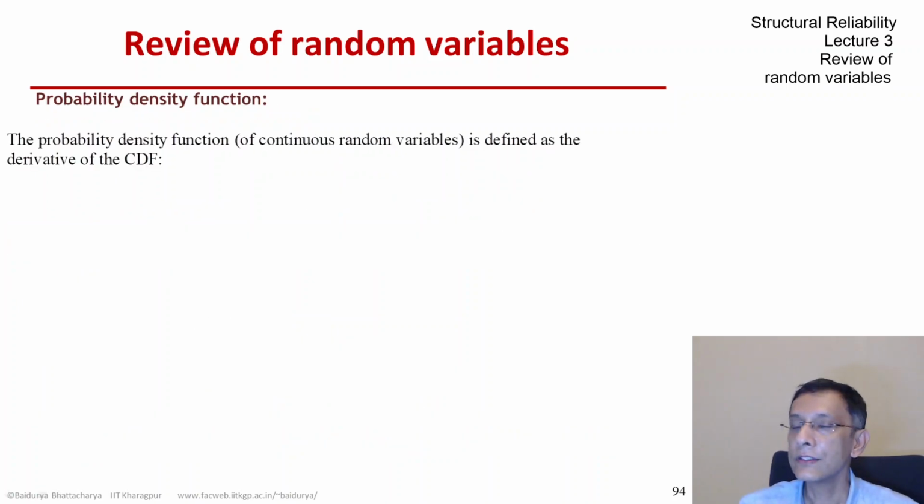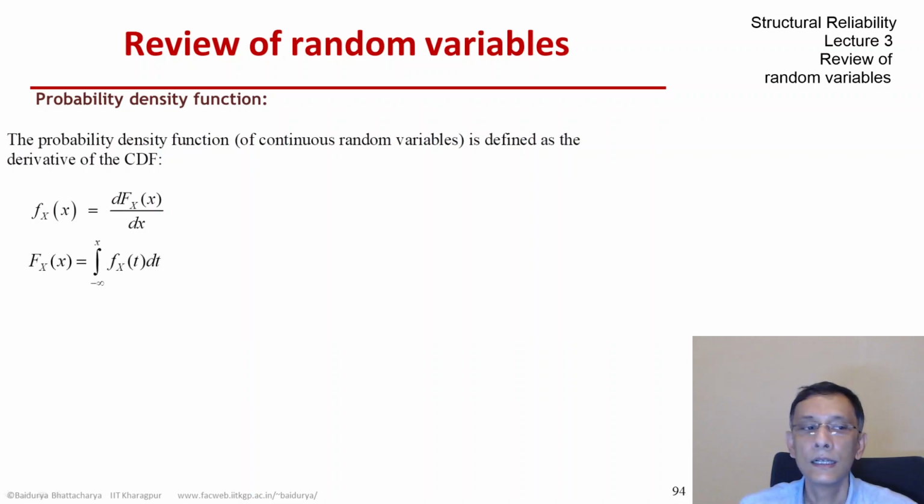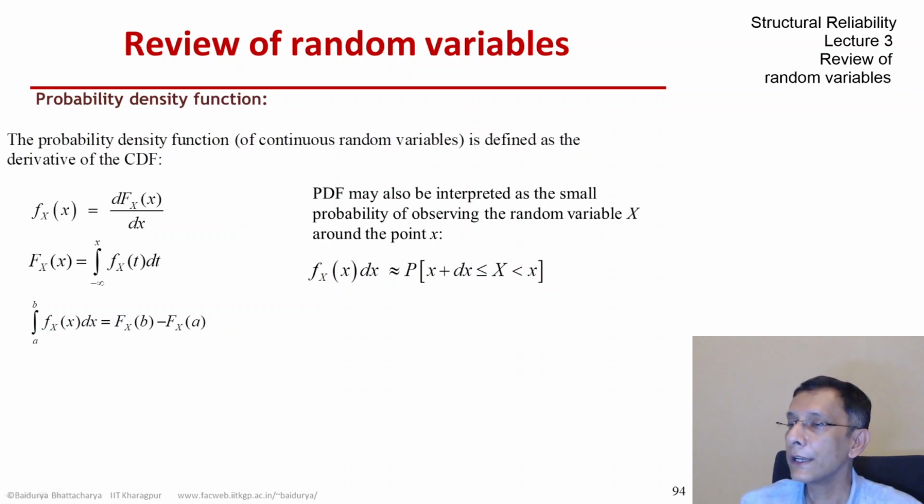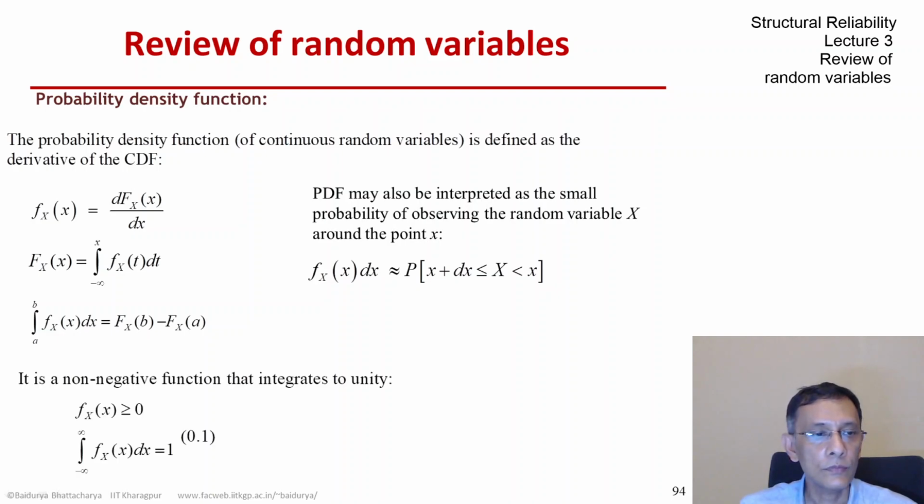The density function is the derivative of the CDF, or equivalently, the CDF is the integration of the density function. The area under the density curve is the probability that the random variable takes on values between the limits, as I said. You can also think of the density function as giving a measure of the random variable taking on values around that particular x. So f(x) dx is a small probability. Its properties are that it's a non-negative function that integrates to unity.